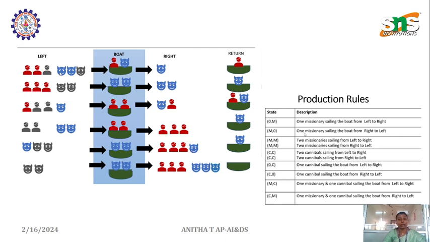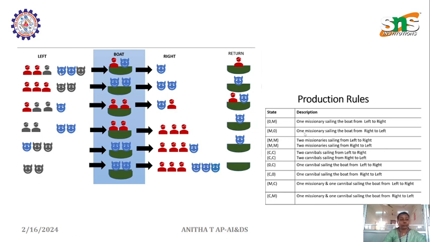One cannibal sailing the boat from left to right, that is OC, where one is empty and one cannibal is sailing the boat from left to right. And then CO, a cannibal sailing from right to left, and O is an empty space. And then MC, one missionary and one cannibal sailing the boat from left to right. And then CM, one missionary and one cannibal sailing the boat from right to left.